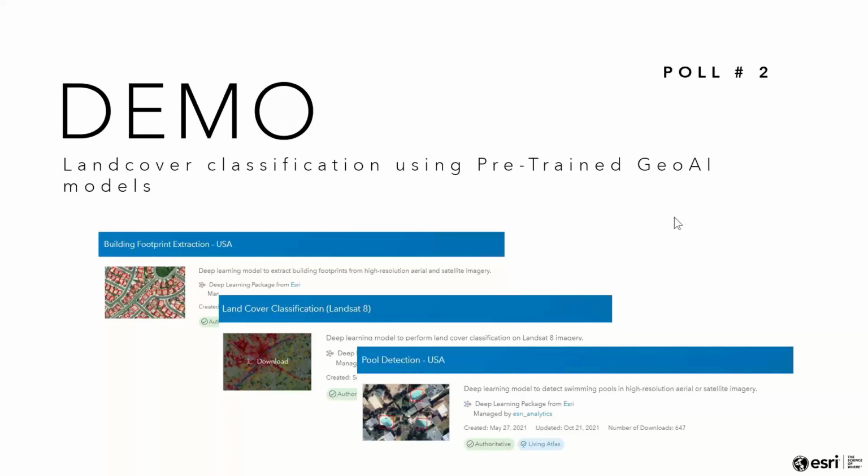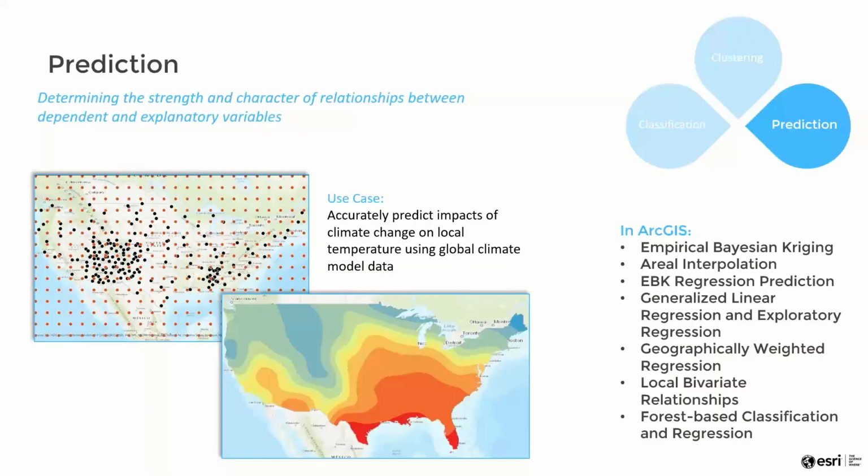So let's get into the last section here on these three main tasks, and that's prediction. So prediction essentially involves making estimates or predictions of a continuous variable. Often this is in the form of a regression or an interpolation method. What you see here is an example of a map of the US where we've taken a global climate model and we've actually downscaled a global climate model to make local temperature predictions.